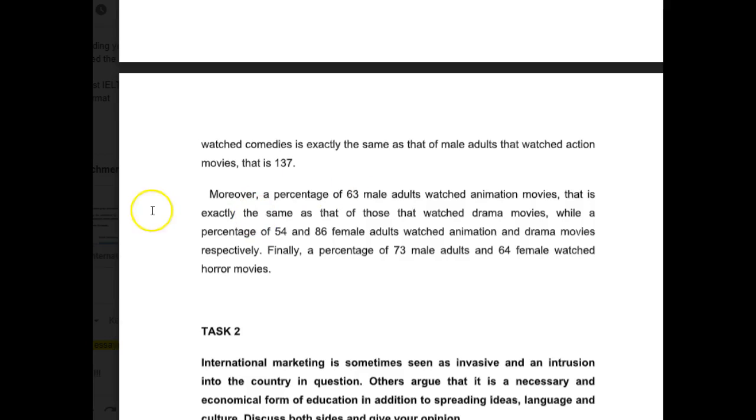Okay, let's try it again. So, moreover, 63 males watched animation movies, a number which is the same as those who watched drama movies, while a figure of 54 and 86 female adults watch animation and drama movies, respectively. Finally, 73 males and 64 females watched horror movies.